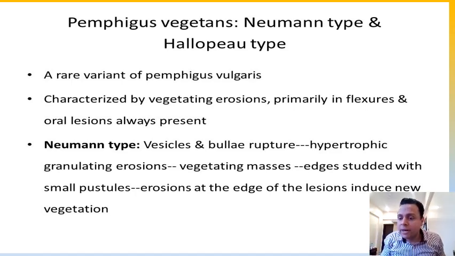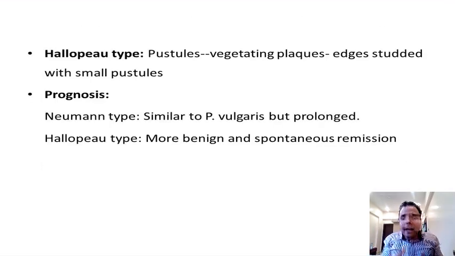Very, very important. The next variety is Hallopeau. Hallopeau variety also has edges studded with small pustules, and it is mainly a vegetating plaque. Neumann is similar to pemphigus vulgaris in its prolonged course, but Hallopeau is more benign and spontaneous remission is there. So Neumann is a bad variety, and Hallopeau is a benign variety. They can ask you which is benign. Hallopeau goes for spontaneous remission, so it is a good variety.